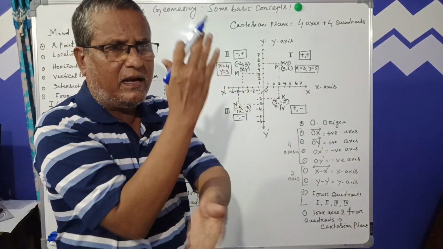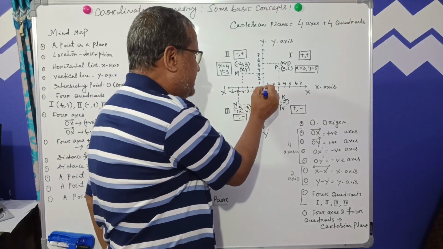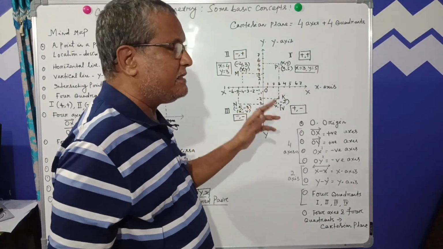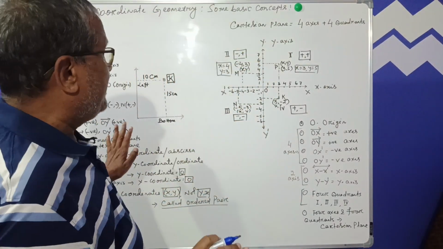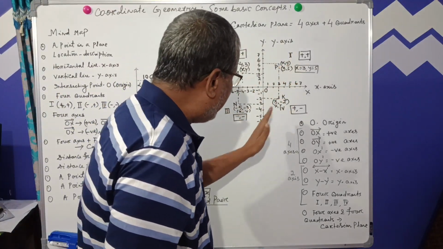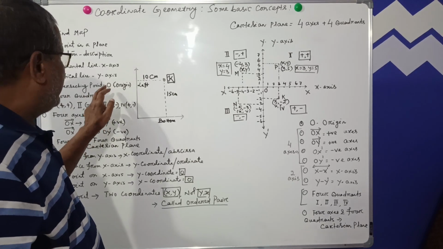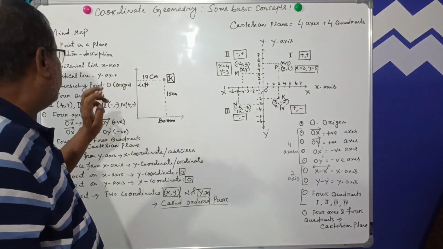So x axis and y axis, and this point is called the origin or intersecting point, denoted by the symbol capital O. Now clear? So the intersecting point is not called 0, it is called the origin.